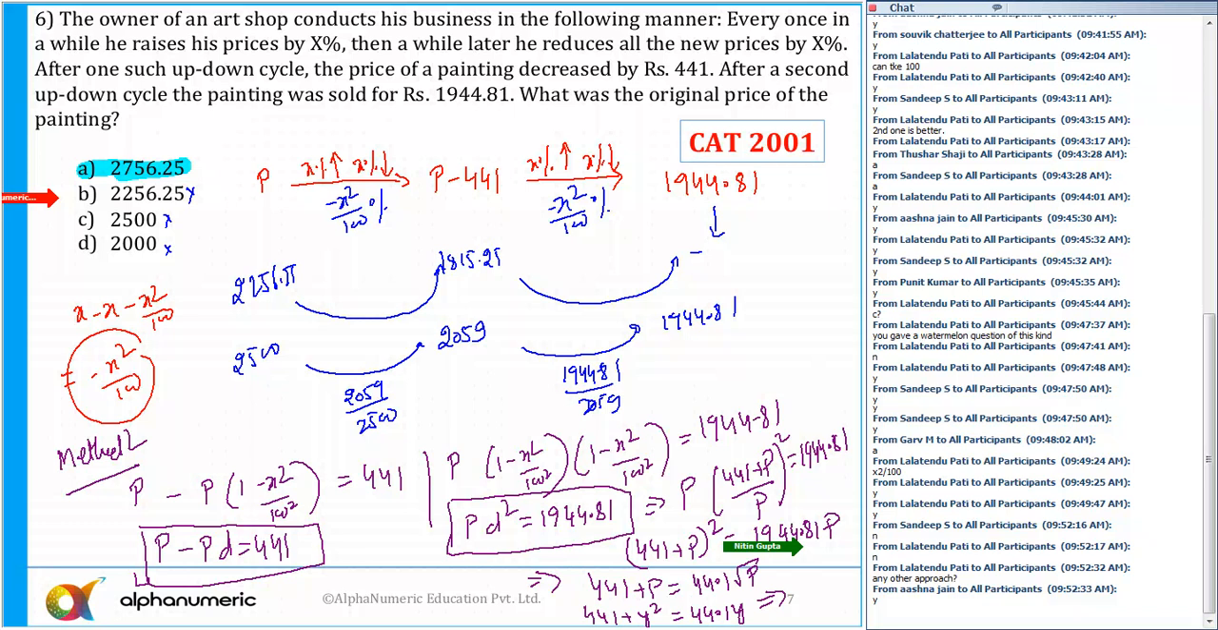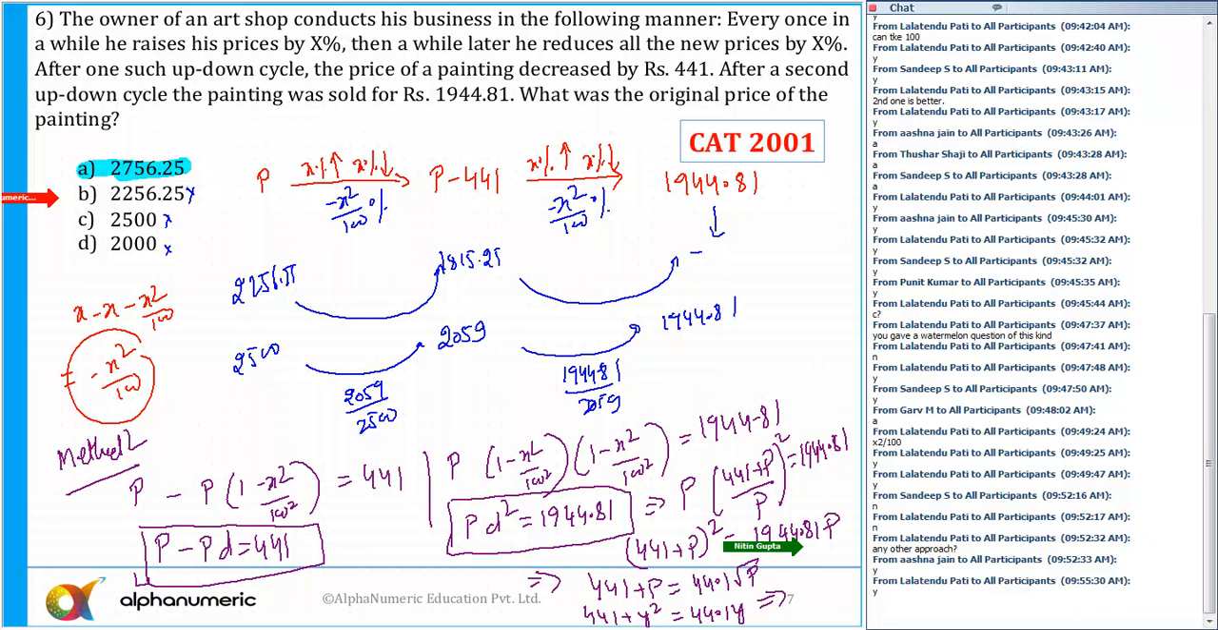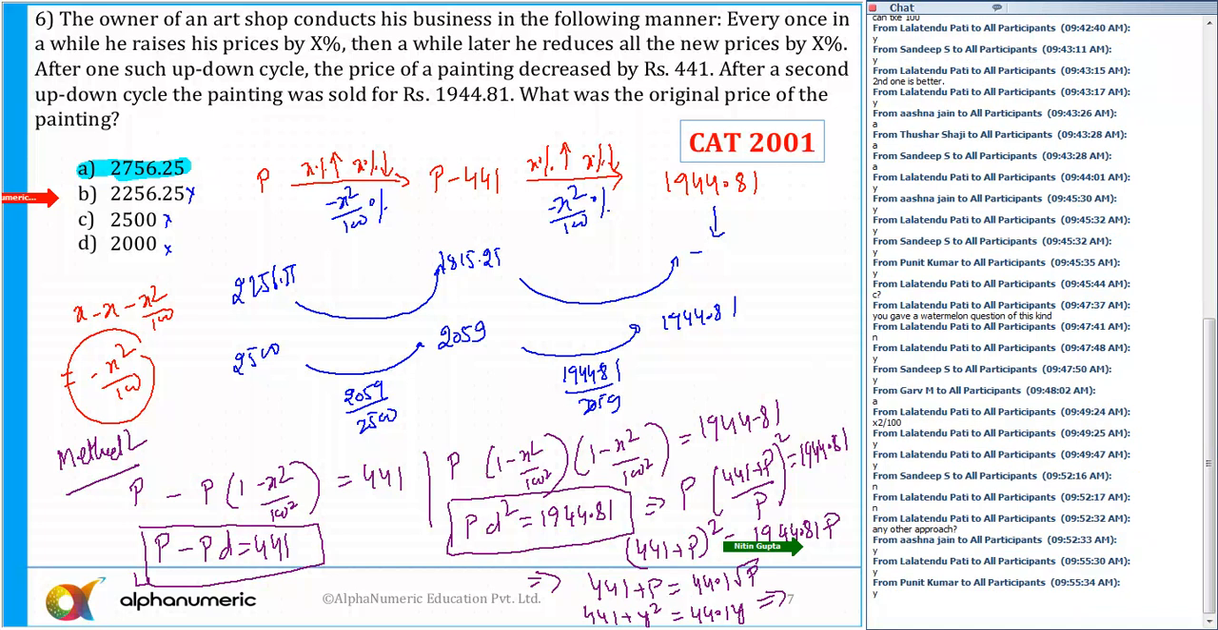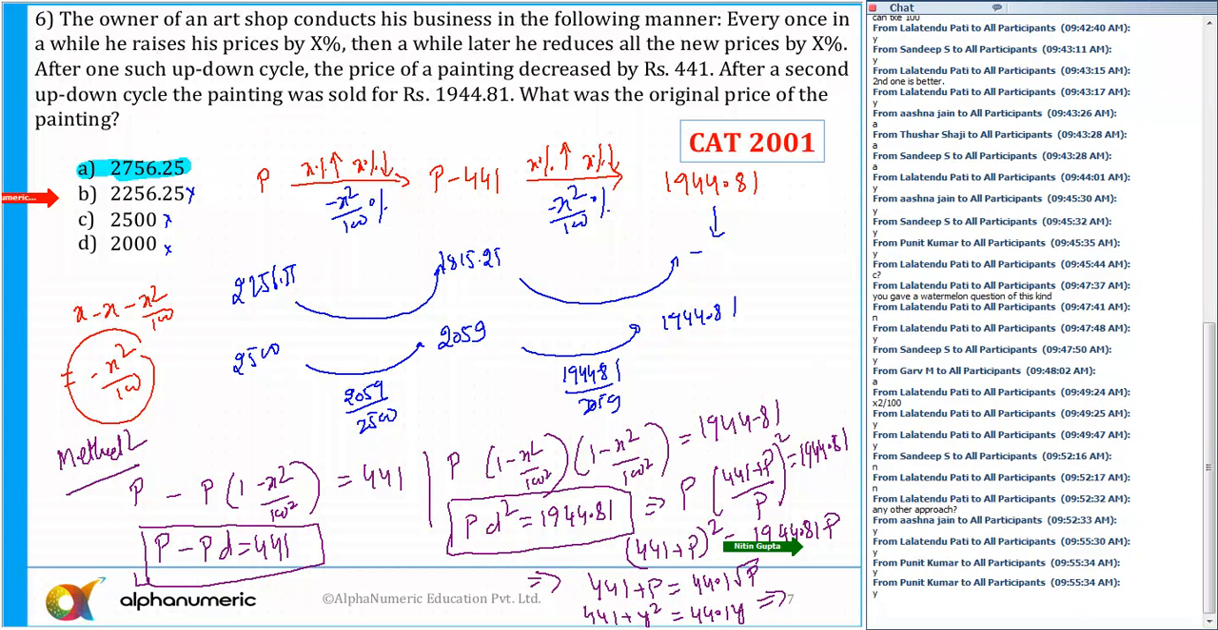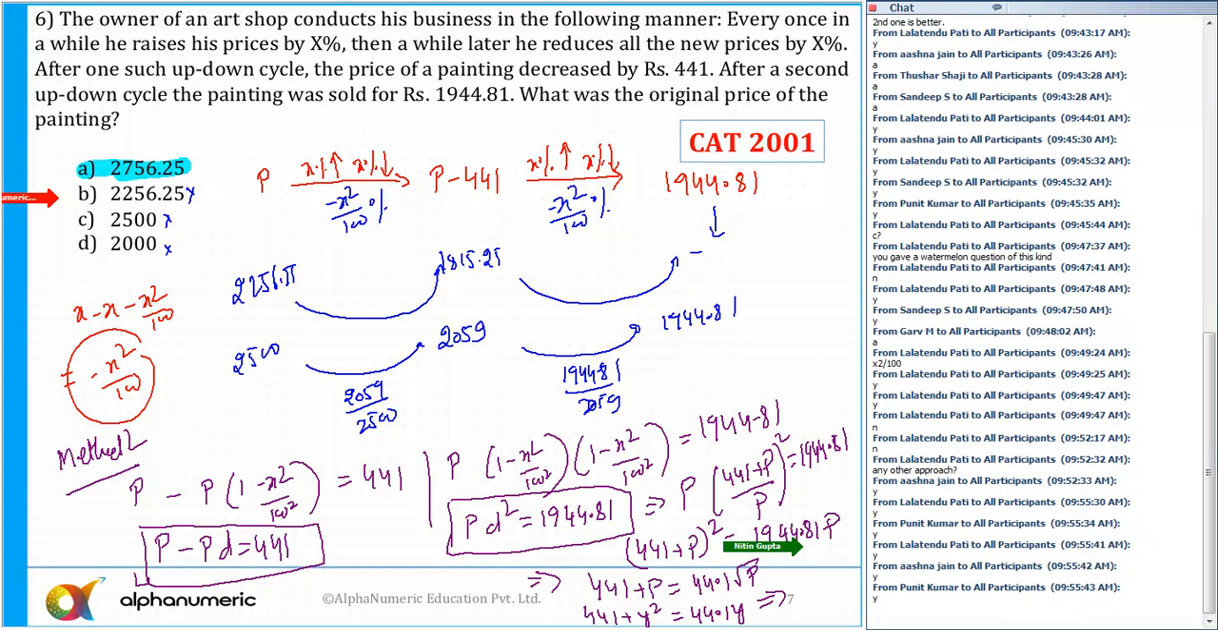Or you can substitute the value of P with the help of options. So the best way is with the help of options, because this will become complicated. Is that clear? Can I move to the next question? Question number 7.